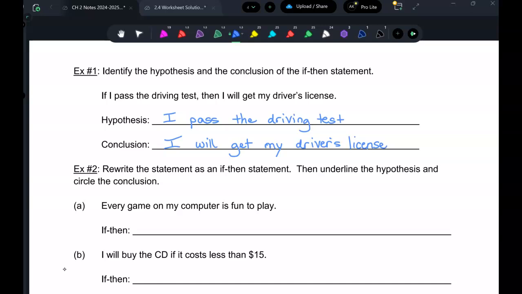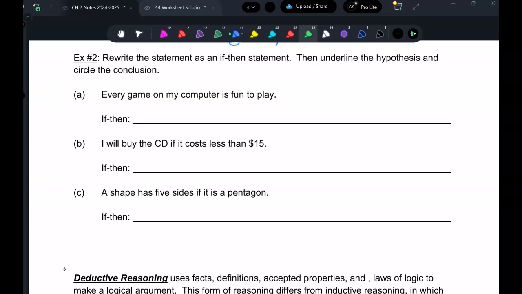All right. Now, not always do we have conditional statements in if-then form. Sometimes you don't even see the word if or the word then, but it's still considered a conditional statement. So take this example: every game on my computer is fun to play. We want to rewrite it so that there is if this, then this. If I play a game on my computer, then I'll have fun.